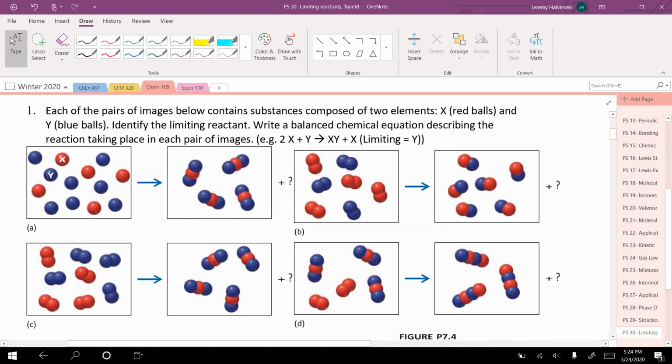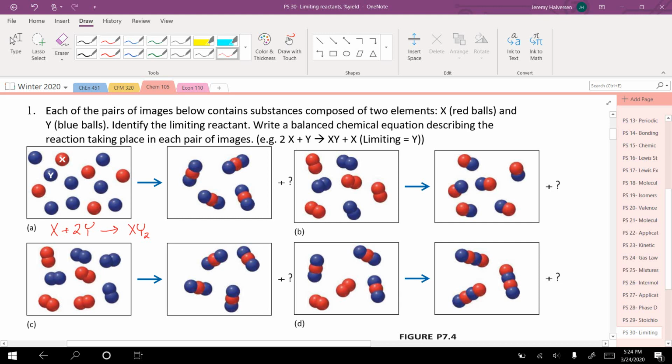Okay, so for this first one, we see that we have X and Y separate, and we make an X with two Y's. So I'm going to say XY2. This is an X and two Y's, so that would be XY2, and these are individual. And so to balance that, we're going to need two Y's. But now we're trying to figure out which one is limiting.